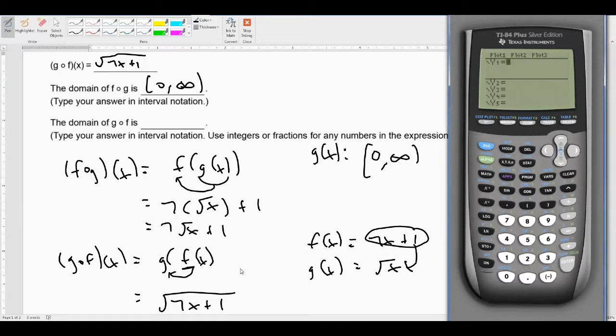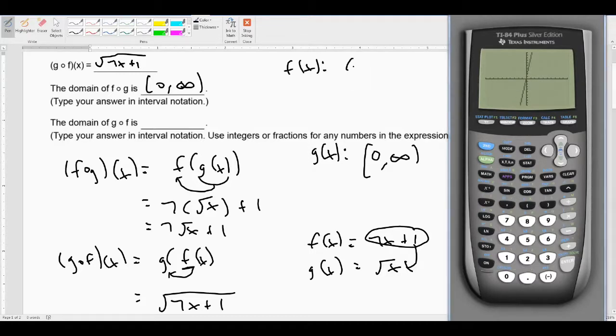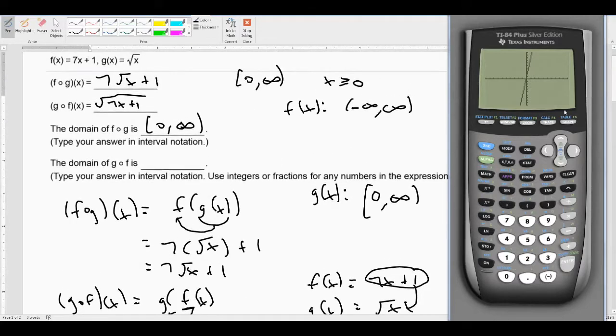Now, on the domain of g of f, we have to do the inside function first. The inside function is 7x plus 1. So the domain of 7x plus 1 is a line. Its graph is a line, goes from negative infinity to positive infinity, left to right. That's what we're looking at. But we also have to look at the domain of this function. Now this one's going to be a little bit more complicated to do in a calculator.